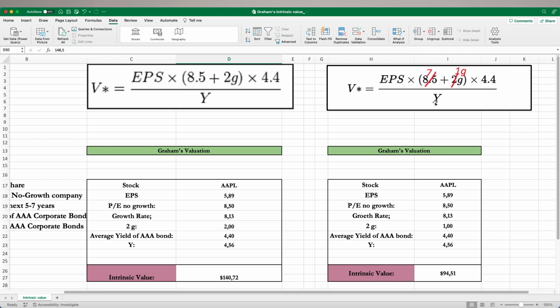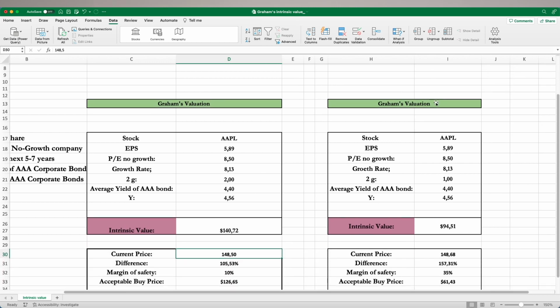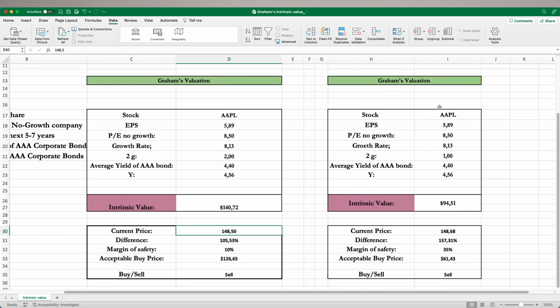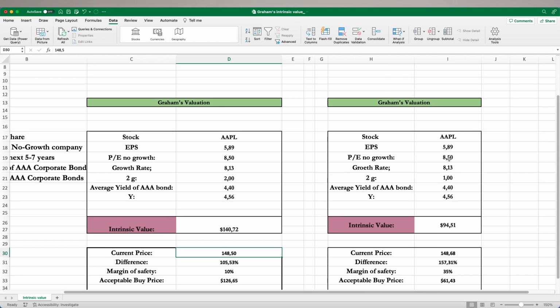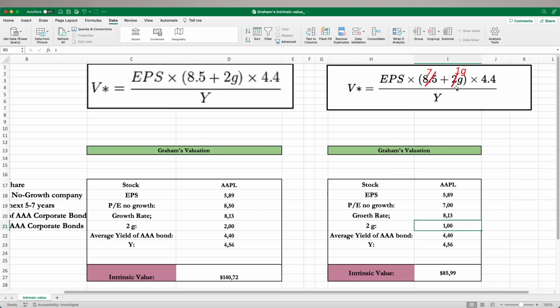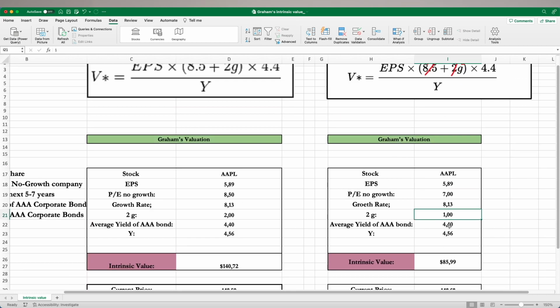If we look further at what would be the case here, I have already put in the EPS of 5.89. We have the PE growth of 8.50, which we need to change to 7 here. We also have a growth rate of 8.13, which we have already taken from Yahoo Finance. Instead of 2G, we have the value 1 here according to the formula. Here we have 4.40 and the current yield of 4.56.